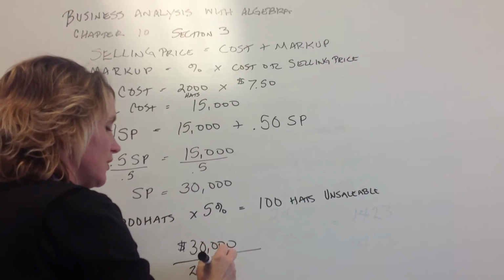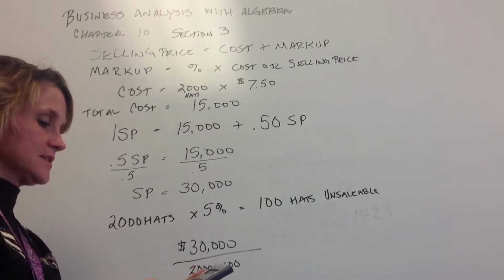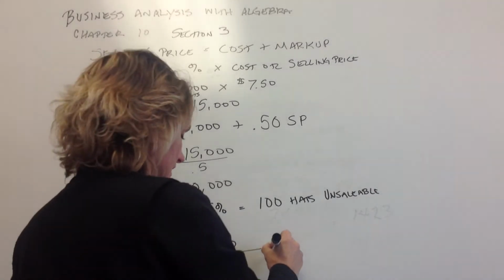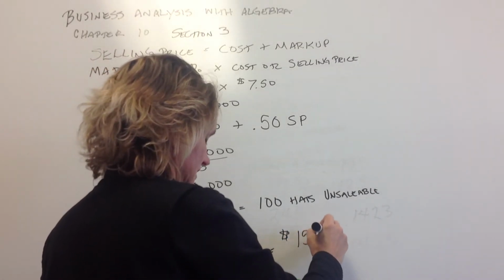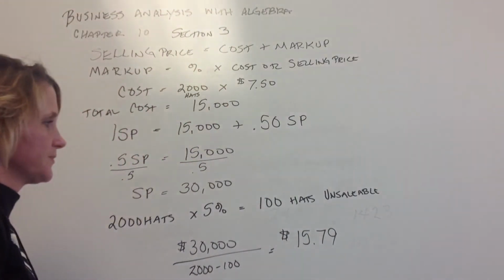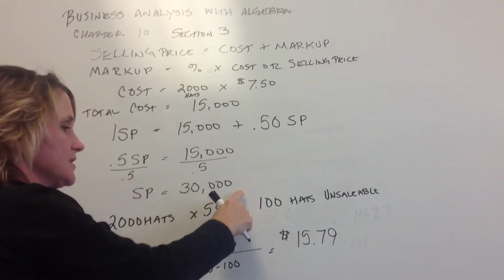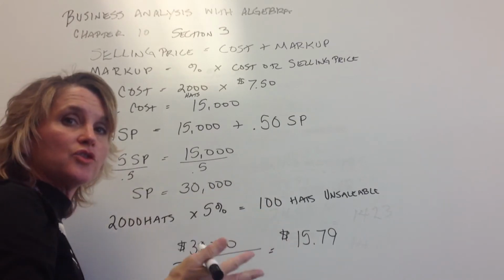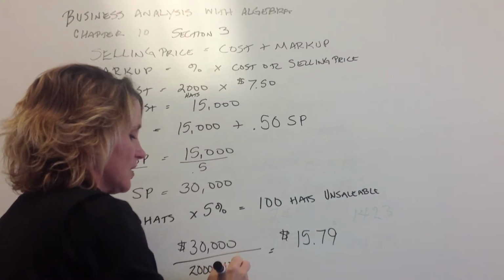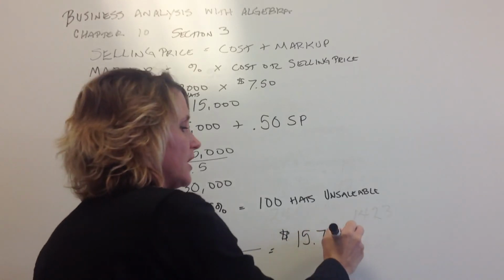The 2,000 total hats minus the 100 that we can't sell gives us 1,900 hats. So we divide the 30,000 that we want to make by those 1,900 hats, and we get a selling price of $15.79 if I round that. So the first step always is to figure out the desired selling price, then figure out how many good items they're actually able to sell and divide by that. We take our desired selling price divided by our saleable quantity to get our price per unit.